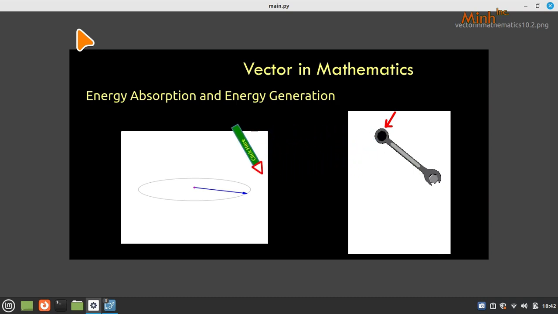Okay, and here, so energy absorption and energy generation. So energy absorption is dot, there is no energy absorption here. And how this works, that we'll see. So I have two GIF images that we'll see.